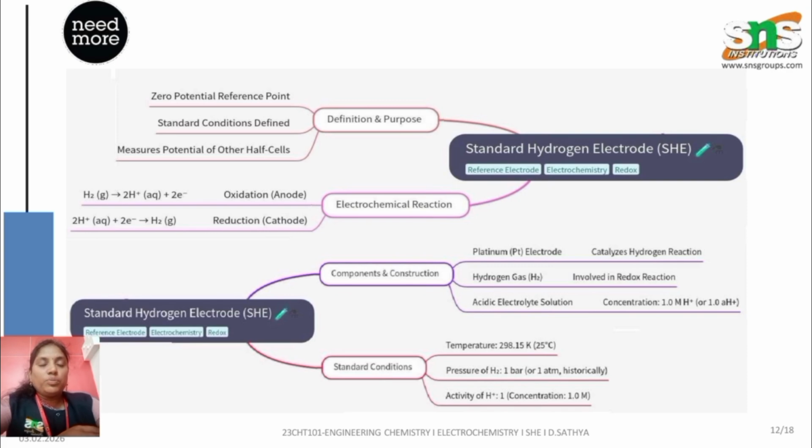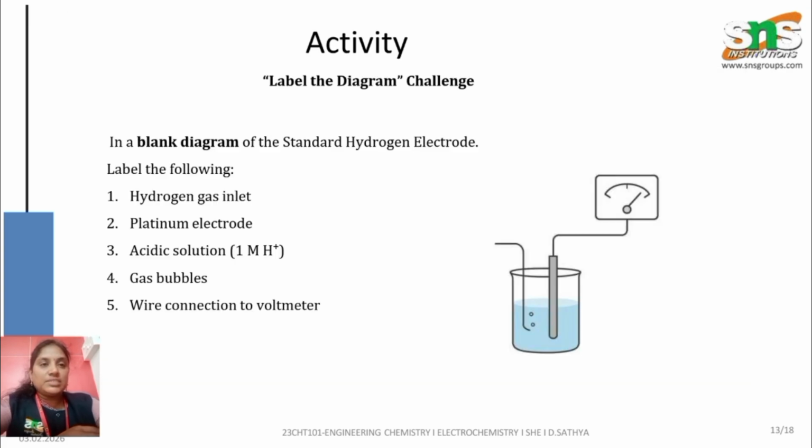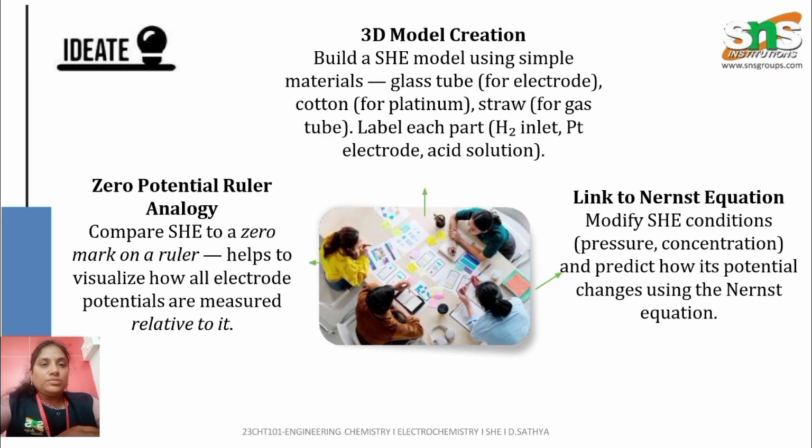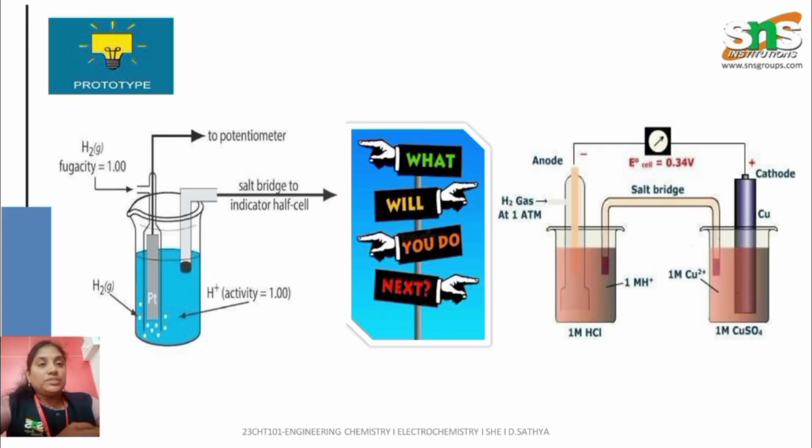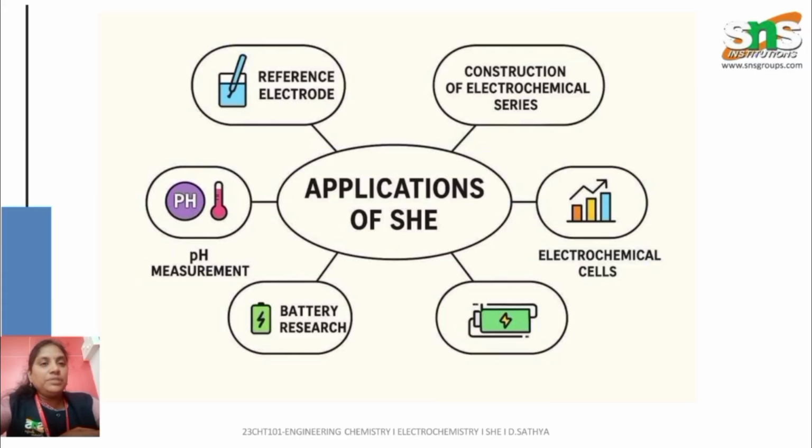So this is a zero potential reference point. Already we discussed this. We know about the zero potential ruler and its link to the Nernst equation. If we modify standard conditions, pressure and concentration, the Nernst equation predicts how the potential changes. This diagram we have already discussed, the basics about the SHE.